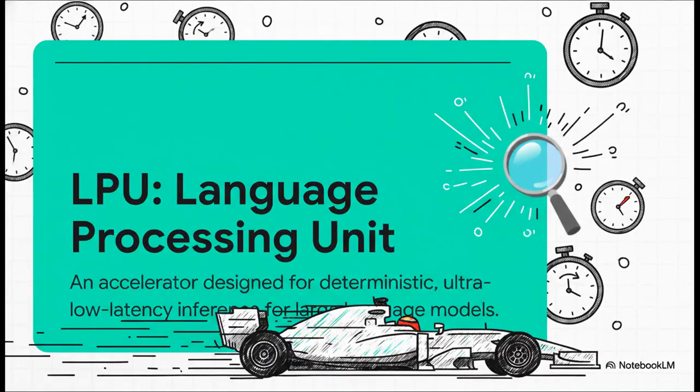And finally, the newcomer on the block, the LPU, or Language Processing Unit from companies like Groq. Now this is your Formula One race car. It is meticulously engineered for one single mission, delivering language model responses with the lowest possible delay. We're talking about things like real-time chatbots, where every single millisecond counts. This thing is built to win that race.